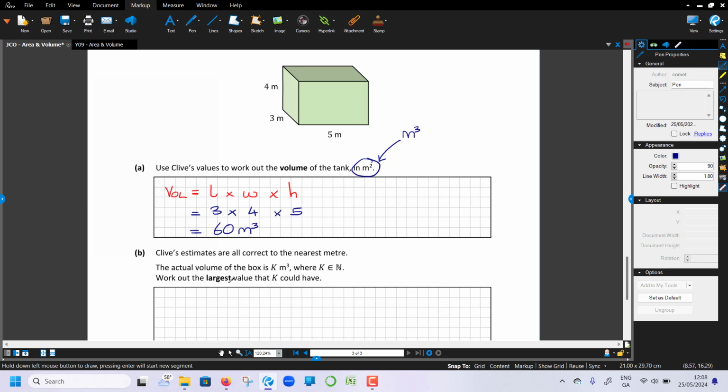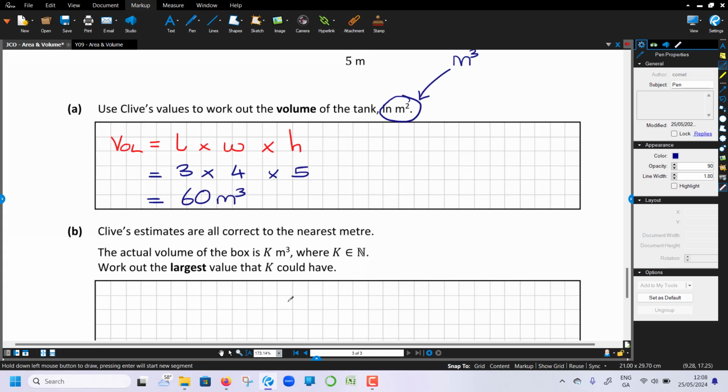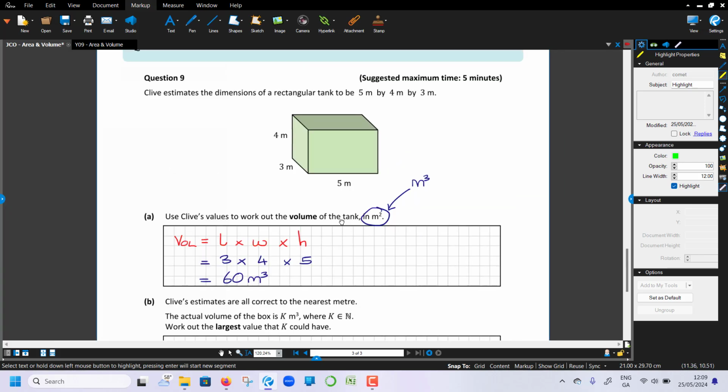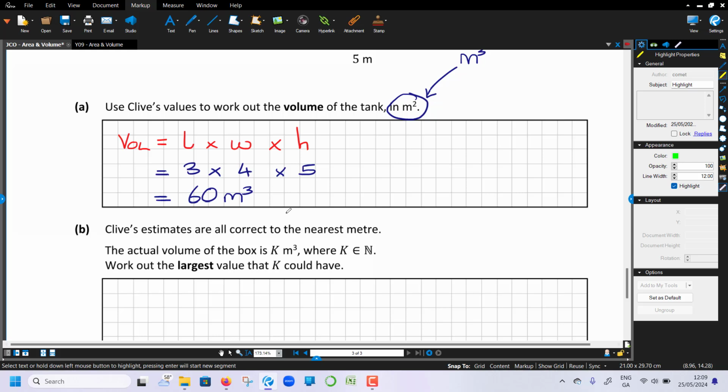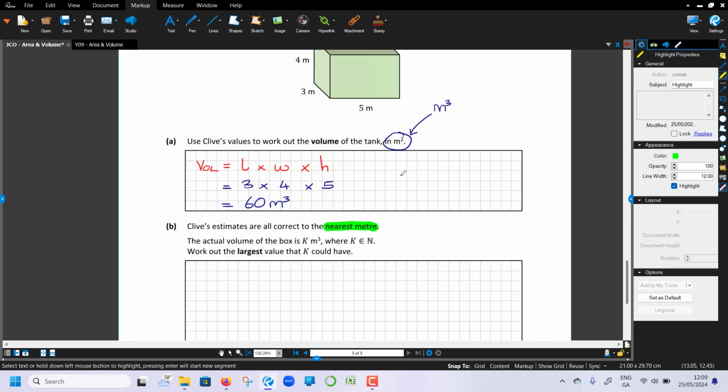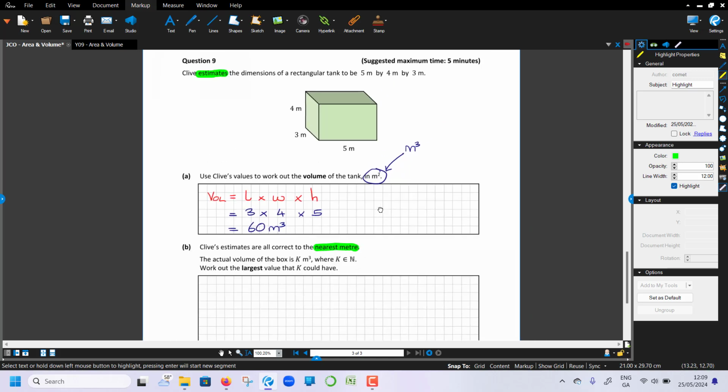So work out the largest value the k could have. Okay, so you might be like, what are they talking about here? So the clue is Clive's estimates are all correct to the nearest meter. So we're told here Clive estimates the dimension. So these are probably not the exact measurements. So they were estimates and they were to the nearest meter, okay? So we have to work out the maximum volume.